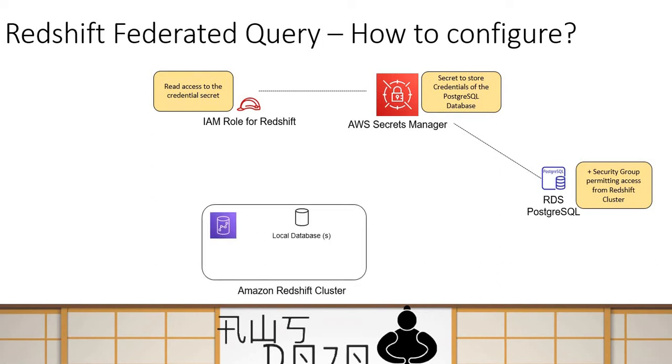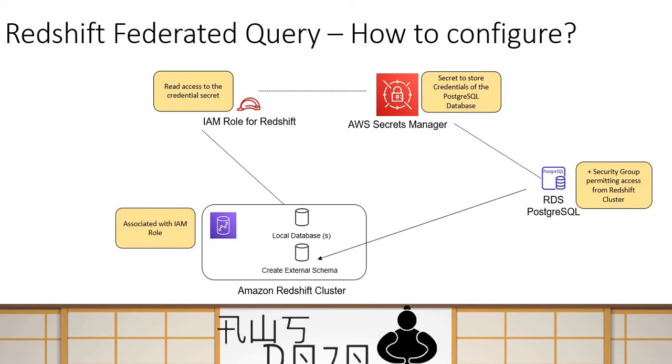And then you have your Amazon Redshift cluster with your local databases, and you associate your IAM role with this database, so that this database can use this IAM role for any authorization. And finally, what we do is create the external schema. And you can see over here, once you have done this whole configuration, you have to run some SQL statement and you can create the external schema. And once your external schema is created, you can start querying both local database data plus your external data from the Redshift cluster.